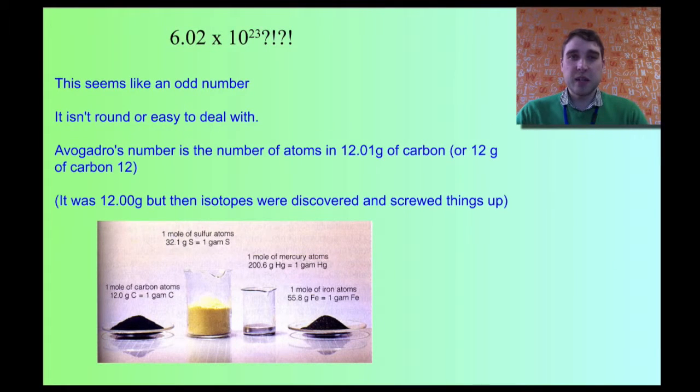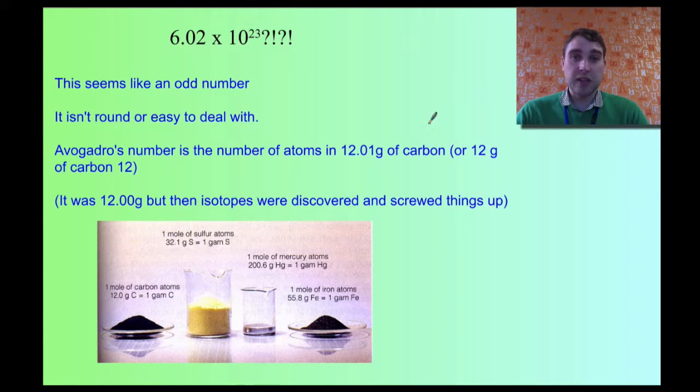6.02 times 10 to the 23 is the number of atoms you would have in 12 grams of carbon-12. What it means is if you have 12 grams of carbon-12, which is one of the isotopes of carbon, inside that 12.00000 grams you would have 6.02 times 10 to the 23 atoms of carbon-12. The number was devised before we figured out that isotopes existed.